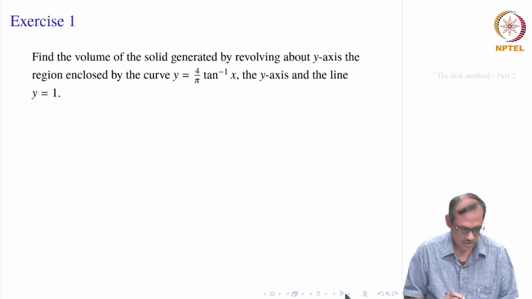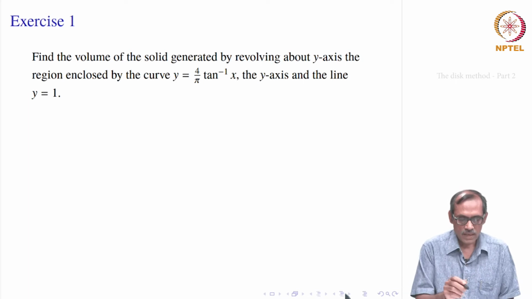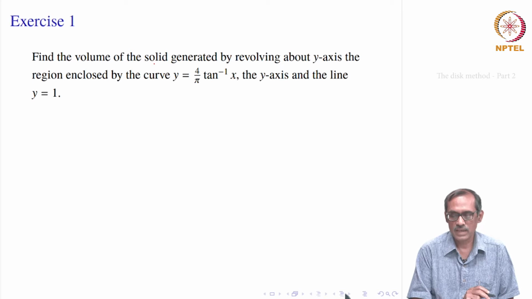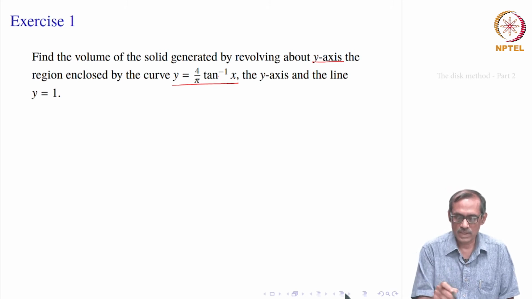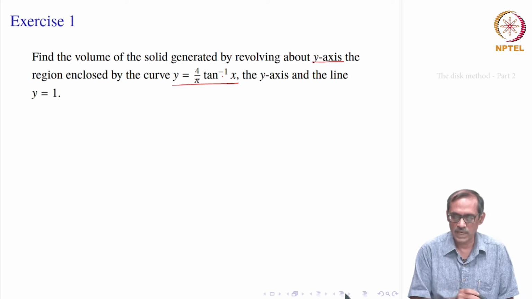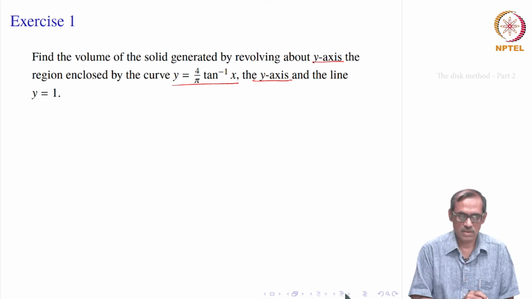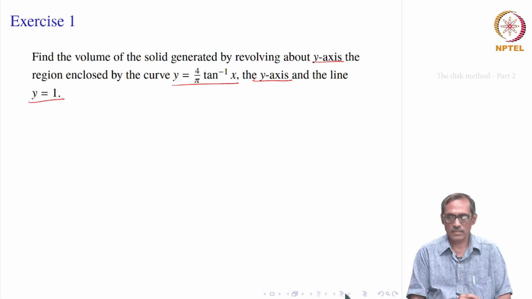Fine. So, let us see one more problem. Here we want to find the volume of the solid generated by revolving about the y axis, the region enclosed by the curve y equal to 4 by pi tan inverse x. So, the curve is given in terms of y equal to f of x, but we are revolving about the y axis. And what is the region? The region is bounded by y equal to 4 by pi tan inverse x, the y axis and the line y equal to 1.